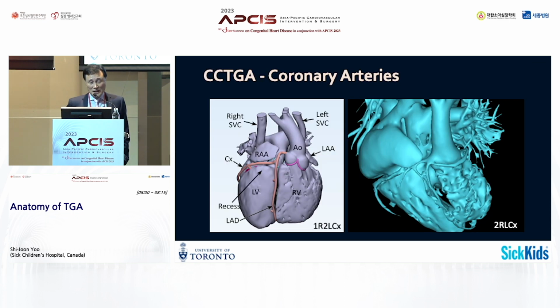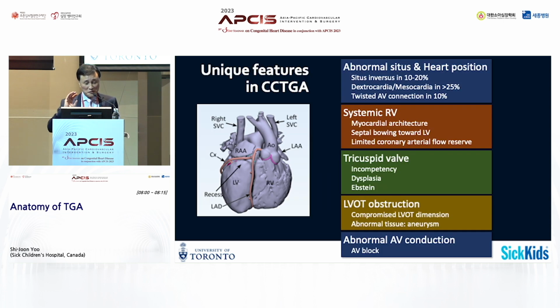Okay, so anyway, coronary arteries following the left ventricle. Don't want to go over too much. So to summarize it, unique features in CCTGA, there are many, many, many. So you should look very carefully at all of this when you really look at the specimen or the imaging.